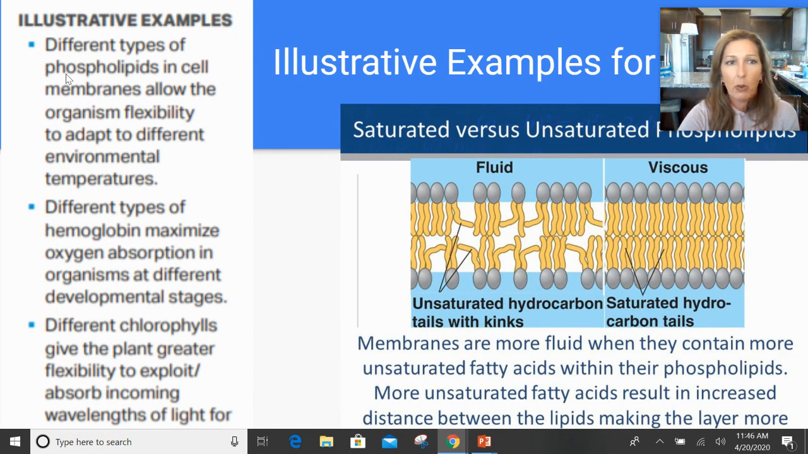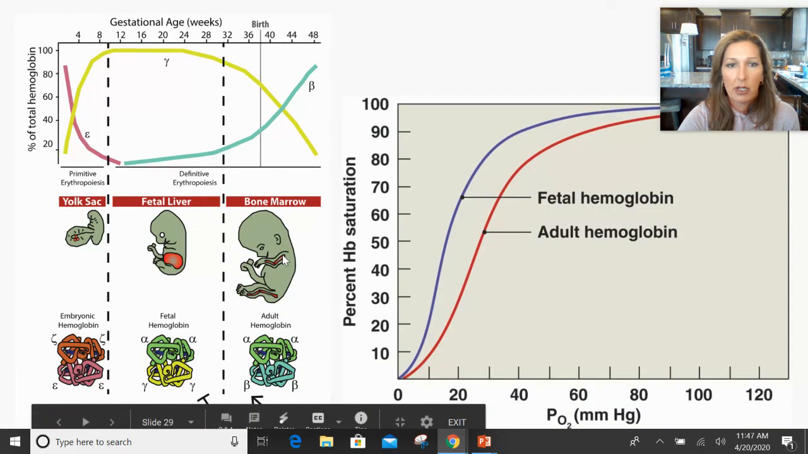So one of the things we talked about were different types of phospholipids in cell membranes. So in plants, remember that plants, when they have unsaturated fatty acids, these kinks actually allow for this cell membrane to remain more fluid as temperatures drop. So for the environment, if I am in a very cold environment, my assumption is that those plants actually have lots of unsaturated fatty acids in their lipid bilayers. That would be an illustrative example for understanding phospholipids. Now, hemoglobin is another one, and then chlorophylls is a third illustrative example. So let's talk about that.